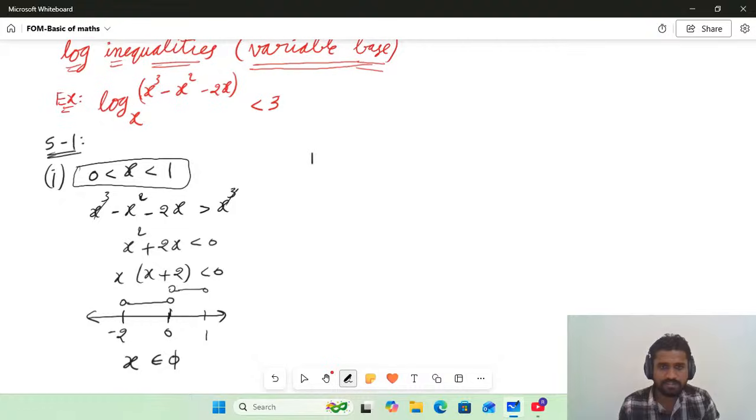So what is the second case? Second case: consider the base as greater than 1.